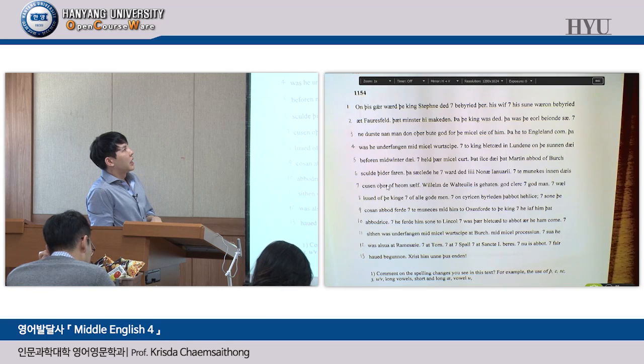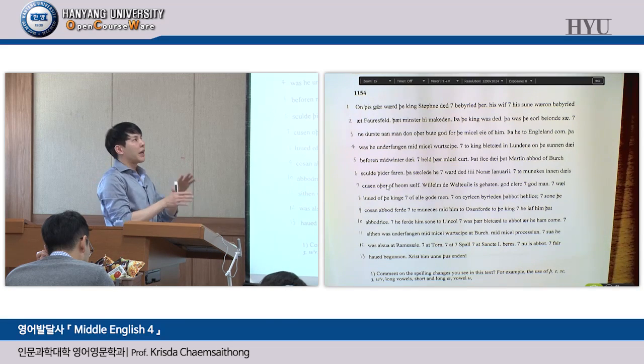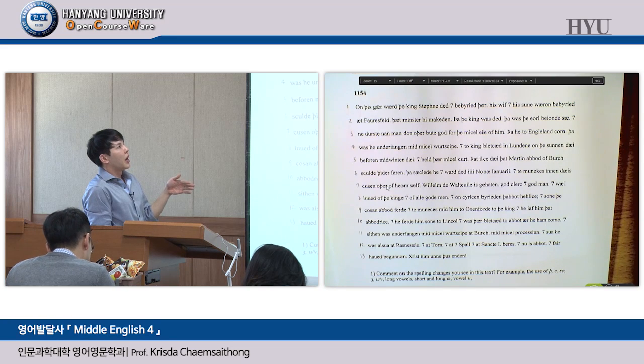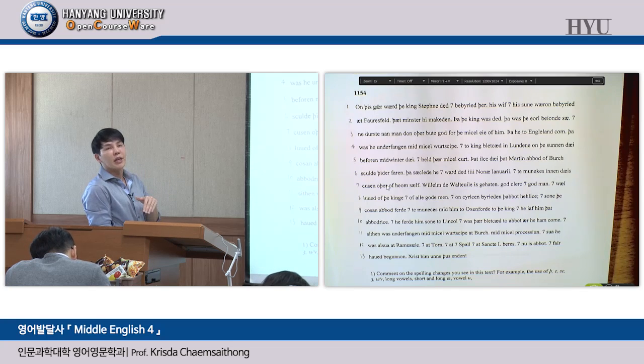And then this is a subordinate clause. That minster is like a monastery. That minster is a monastery where monks and nuns live. That minster they made. H-I is the they form here, T-H-E-Y, they.